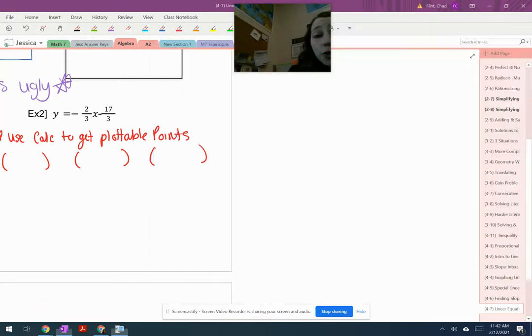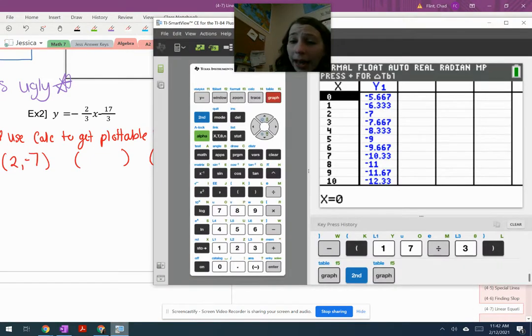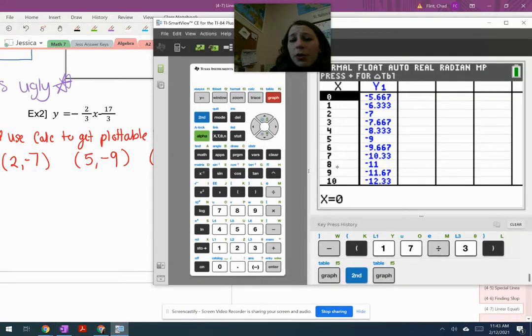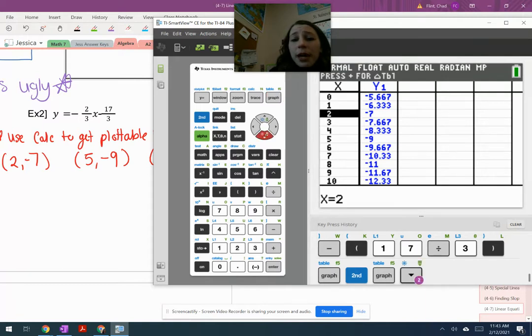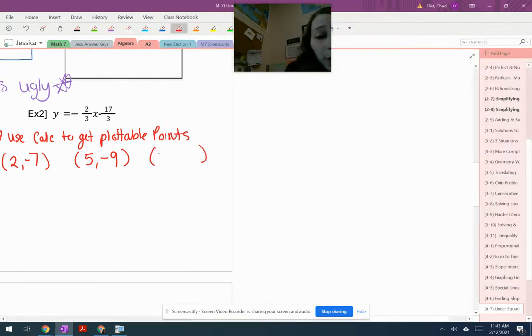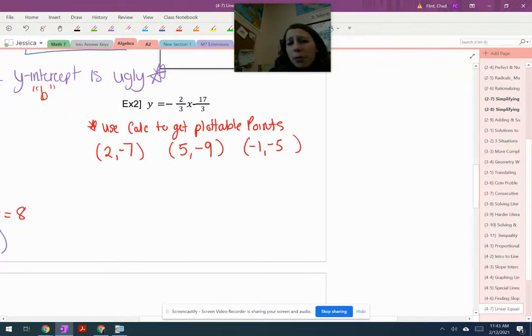So I can see I have 2, negative 7. That would work. I have 5, negative 9. And then I'm going to go in the other direction because my graphs usually don't go up to 11. So remember, you can use these little arrows to keep scrolling in either direction. I'm going to use that negative 1, negative 5. And 3 plottable points is decent. So those are my plottable points that I would use to graph it.